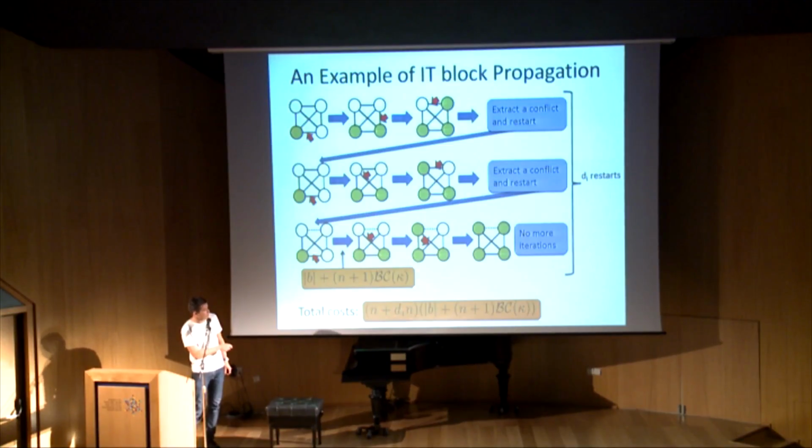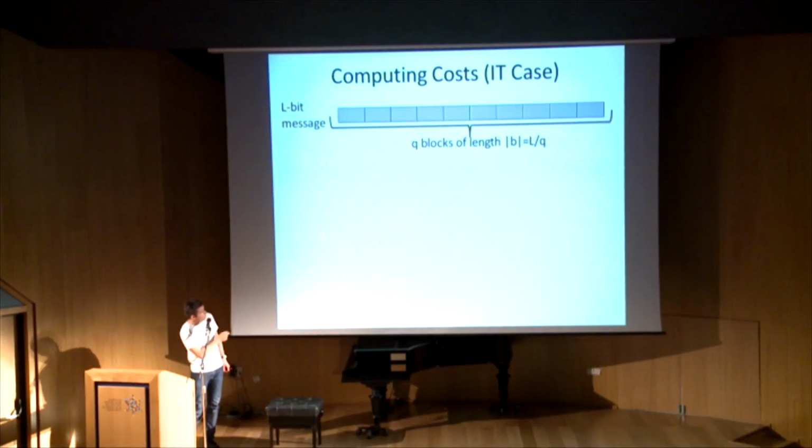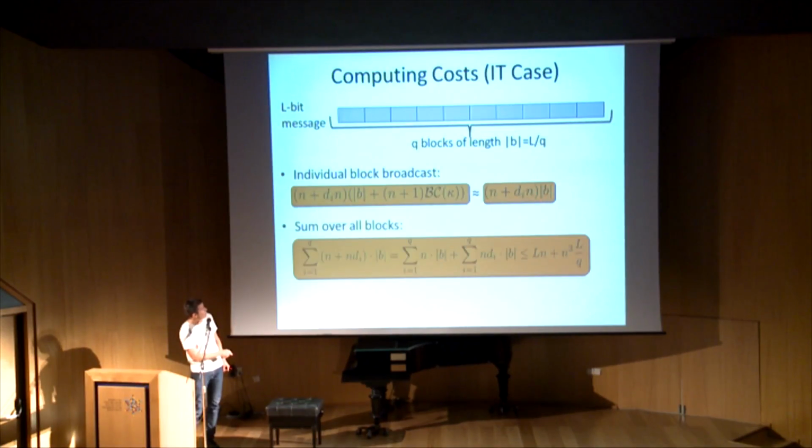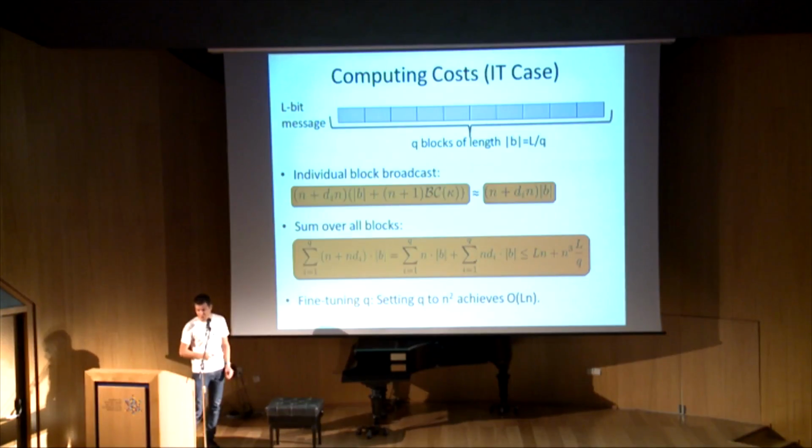And then as you can see here, DI appears again, and we're going to do the same trick as before. We take the message, we cut it into blocks, and then we re-estimate the size of one iteration. So essentially it's the number of propagation steps multiplied by the length of a block. We again take the sum, and you can see that DI again can be nicely separated. And again we say, okay, the number of conflicts is at most n squared, and then we can bound everything by this expression. So now, again, we see that if you choose Q to be n squared in this case, it's enough to achieve optimal communication complexity.